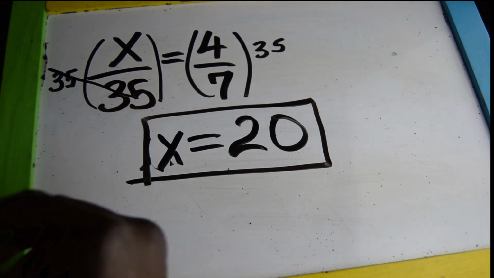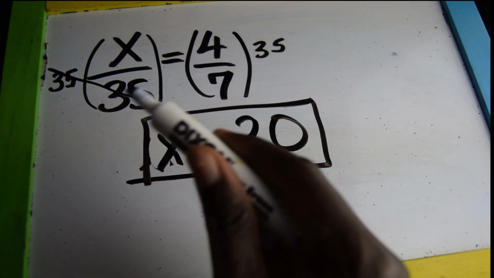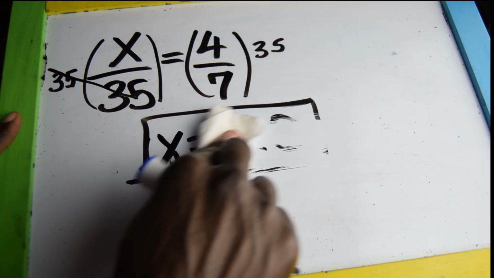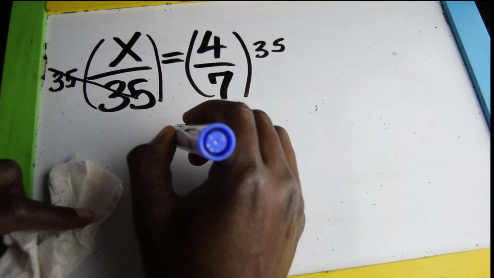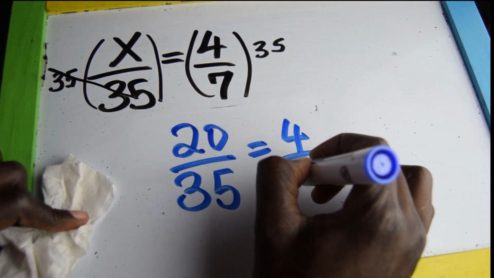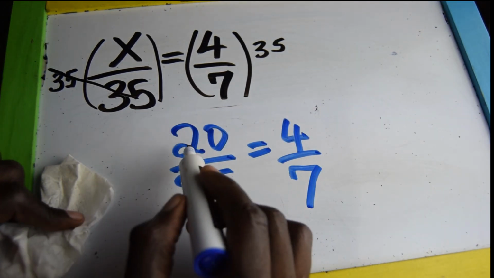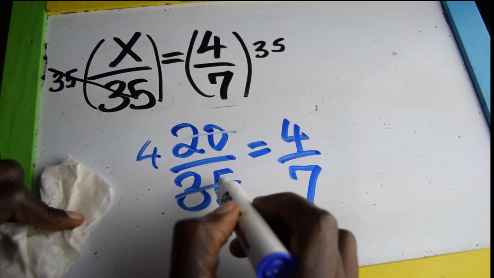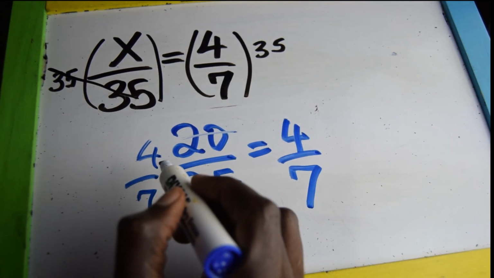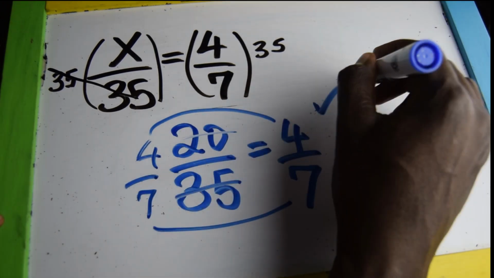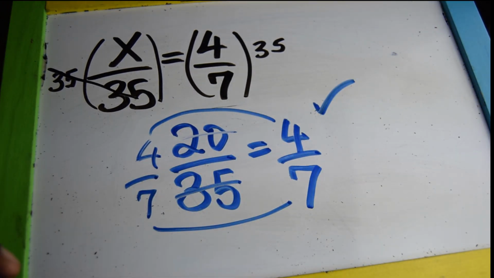Do we check it out? Let's check. How do you check? You put 20 in here. So you do 20 over 35 equal to 4 over 7. What's common between 20 and 35? 5. 5 goes into 20 four times and 5 goes into 35 seven times. So you have 4 over 7 is equal to 4 over 7. So it checks out. Good.